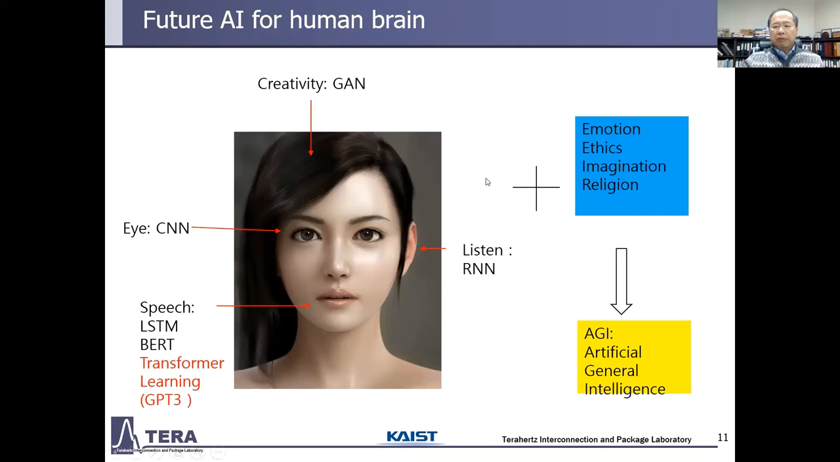In the long future, maybe in another 10 or 20 years, they will be trained with more and more data, and this AI can have emotions, ethics, imaginations, and religions. And then it almost becomes a human brain, and that is called artificial general intelligence. I think that is the way to go in the future for the next 10 or 30 years.